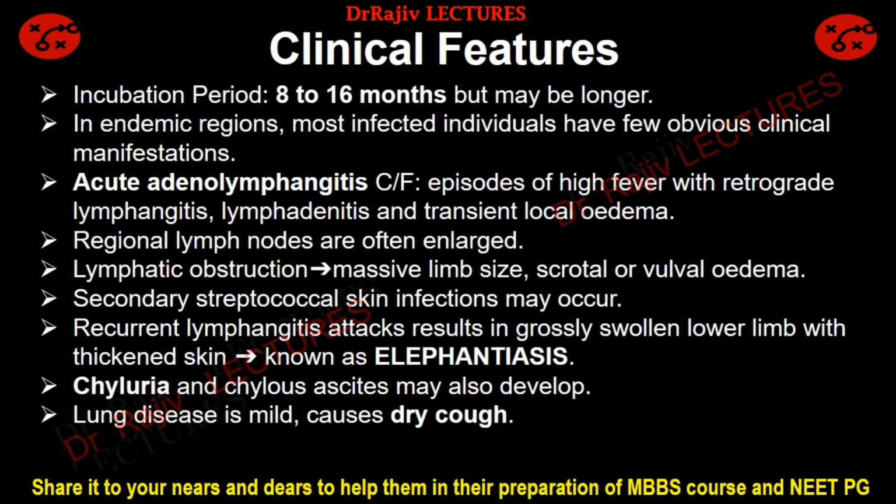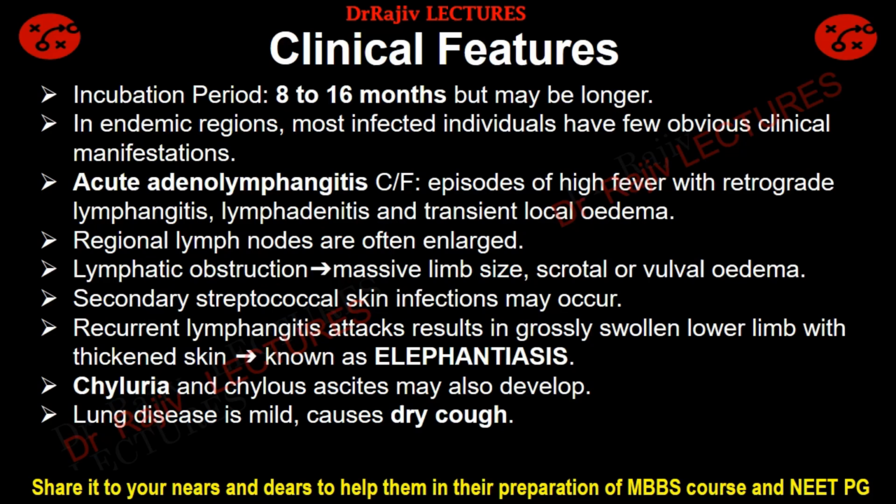Recurrent lymphangitis attacks cause fibrosis of the lymphatic channels, resulting in a grossly swollen lower limb with thickened skin, a condition known as elephantiasis. The condition may be bilateral, and then it is often associated with scrotal and penile elephantiasis. Thick-skinned scrotum, folliculitis, epididymitis, scrotal pain, and hydrocele develop in scrotal filariasis.